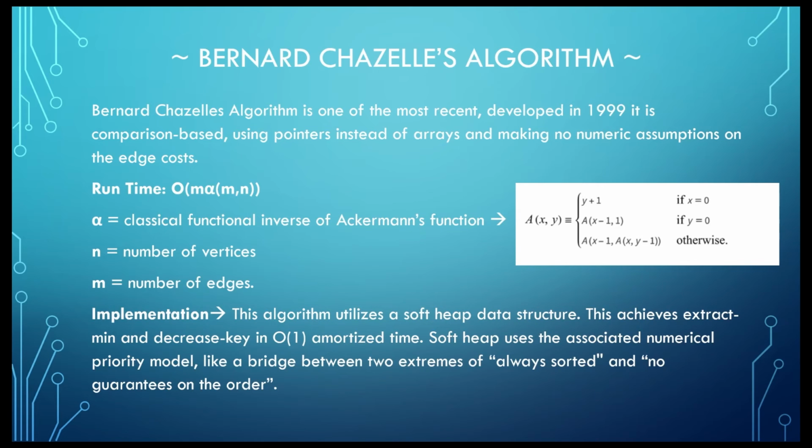Bernard's algorithm utilizes a soft heap data structure. This achieves extract-min and decrease-key in O(1) time. Soft heap uses an associated numerical priority model, like a bridge between two extremes: always sorted and no guarantees on their order. Next.